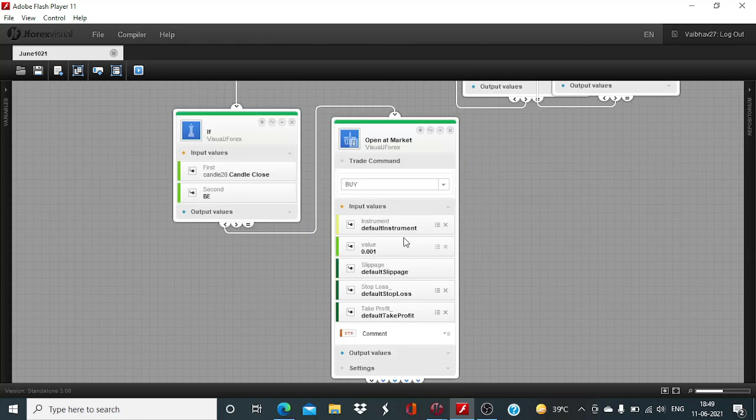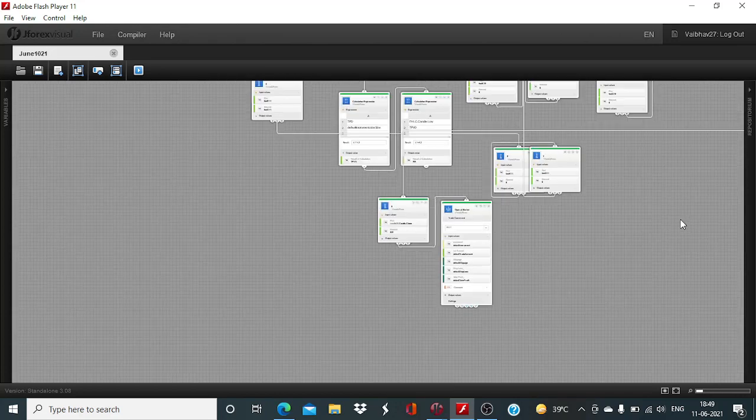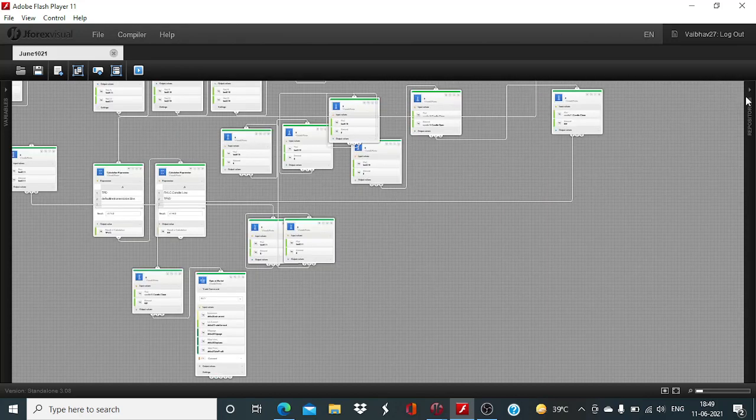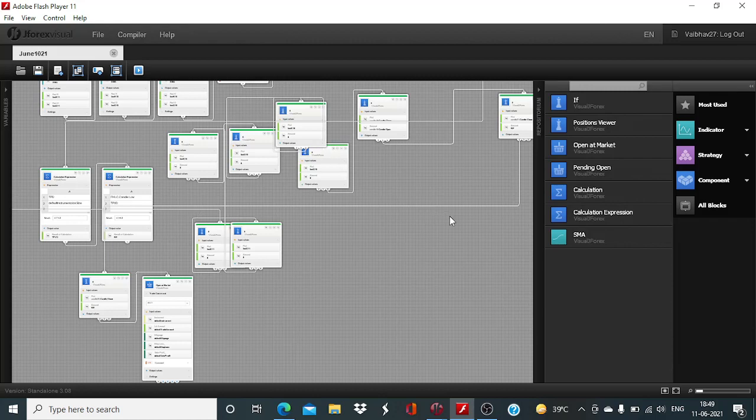And then we have to define these input values, input parameters, depending on which the characteristics of the trade will be defined: the trade amount, slippage, stop loss, and the take profit. Before we do that, let us get these blocks in order so it becomes easier to understand the trade flow.